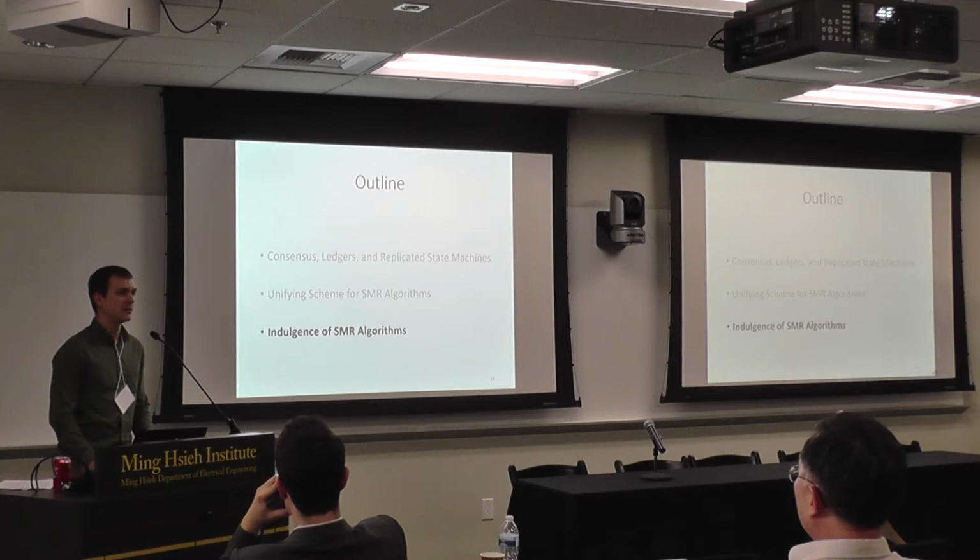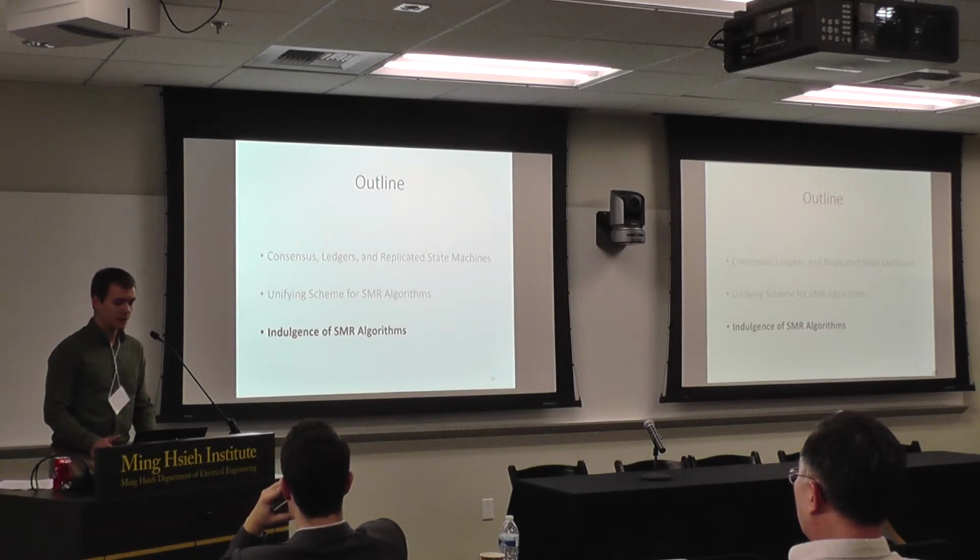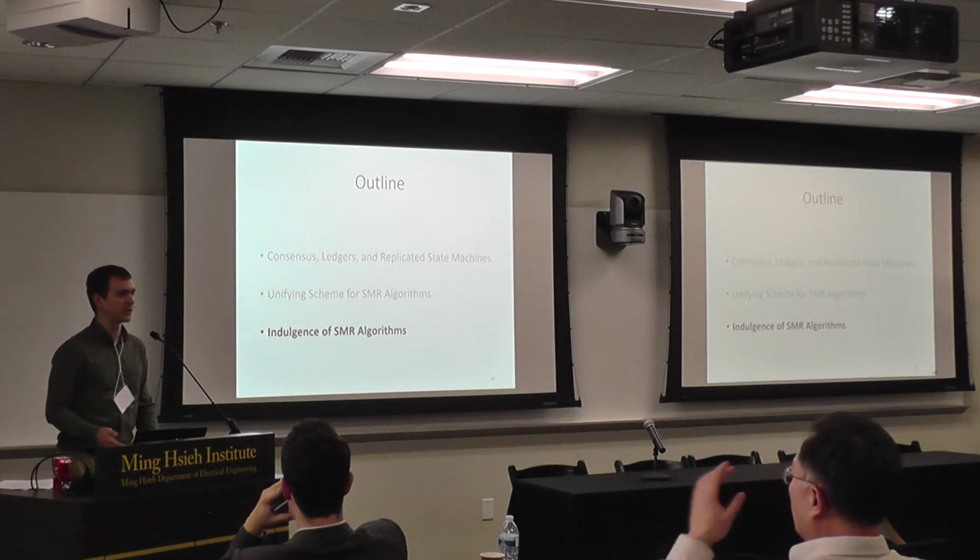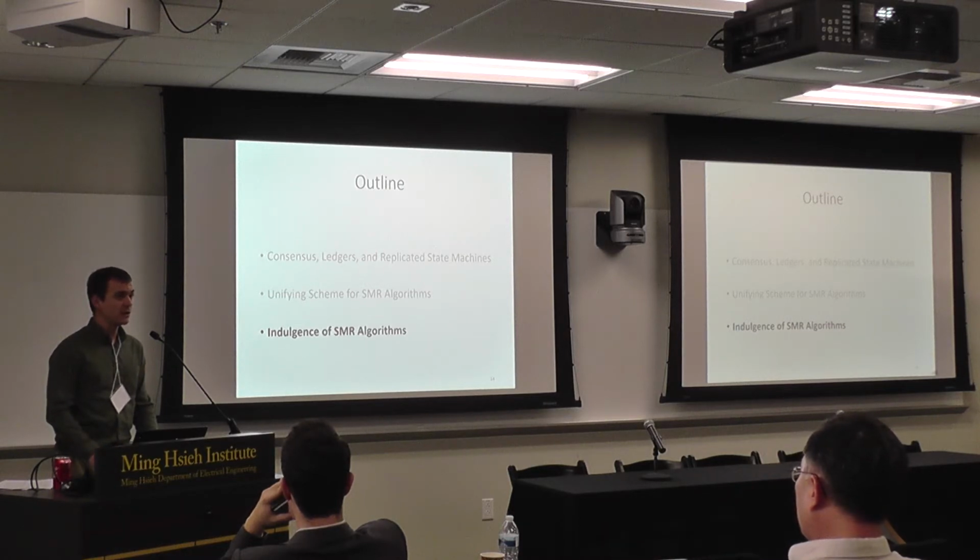To this end, we introduce the indulgence of state machine replication algorithms, which is a rather fuzzy term, but potentially interesting in the way we are looking at state machine replication protocols. What we mean by that is how the safety guarantees provided by these protocols depend on the assumptions we need to make on the system in order to make it work.